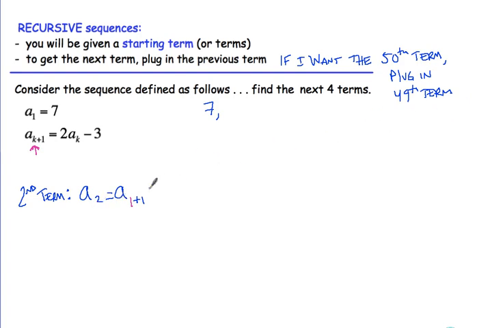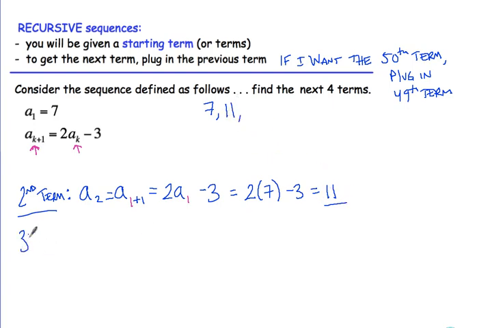Now wherever I see a k, I'm going to plug in a 1, and I'm going to color code it. Okay, so I'm just writing my formula out. I'm plugging a 1 in wherever I see a k. I'm doing that right here. Following the formula, then, I'm supposed to do 2 times a sub 1, which is the first term, which I know is a 7. So 2 times 7 minus 3. 14 minus 3, I'm going to get 11. So my second term is an 11.